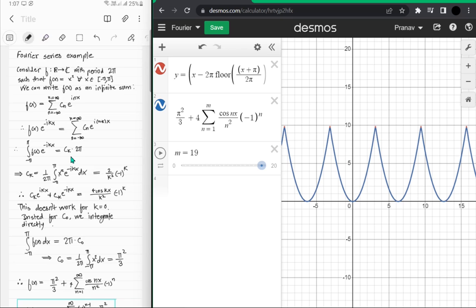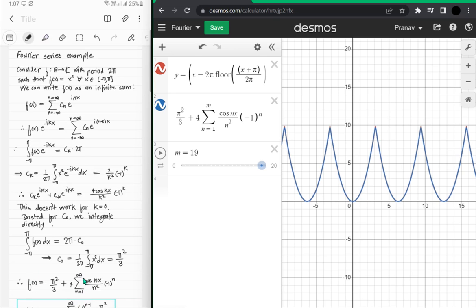So c0 times 2 pi is equal to the integration of f of x from negative pi to pi, and f of x is just x squared in that range. So it's just x cube upon 3 from negative pi to pi, and then doing everything, you get pi squared upon 3 as c0. So you can finally write what f of x should be.